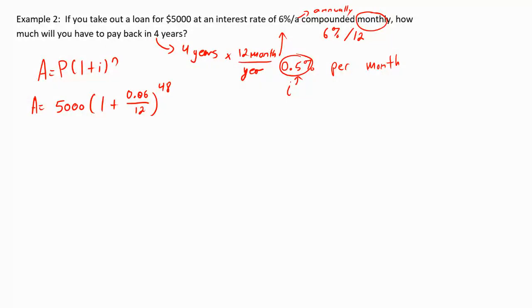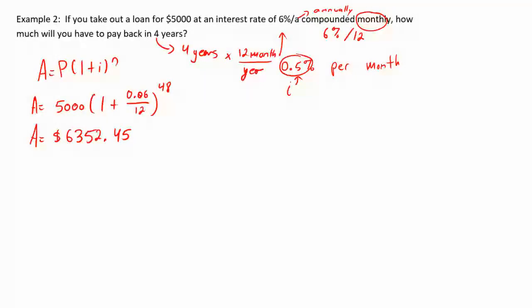Okay, now I'm just going to plug this in my calculator just exactly the way I see it. So 5,000 bracket 1 plus 0.06 divided by 12, exponent 48. And this answer gives us 6,352.45. So guys, this is the unfortunate thing of having to finance things and borrow money: if you borrow 5,000 and then you have to wait 4 years to pay it back, you're going to have to pay back 6,352, right? So that means that the interest charged is actually 1,352.45.